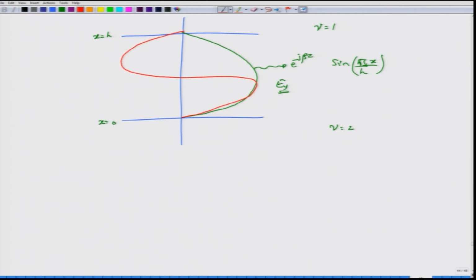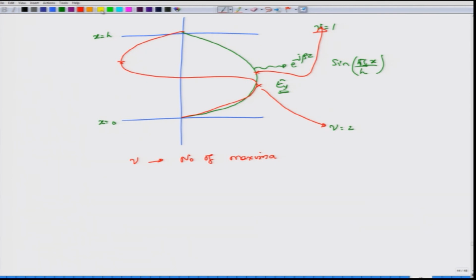It will exhibit 2 maxima, which is equal to nu. In fact, the first one exhibited 1 maximum, which was equal to the value of nu. So, nu tells you the number of maxima, or the mode that is going to be present between the two parallel plates.